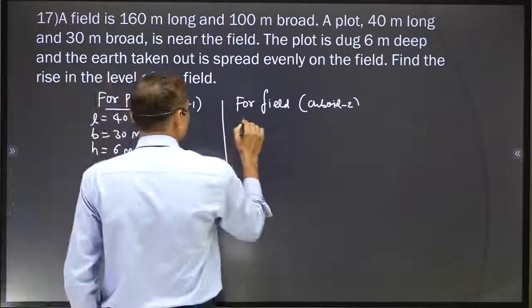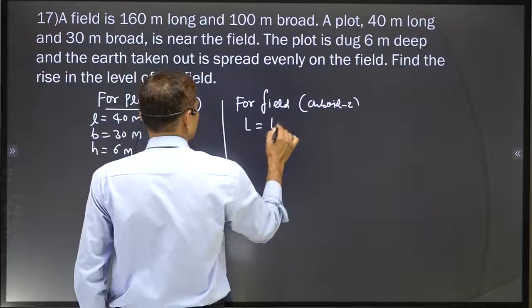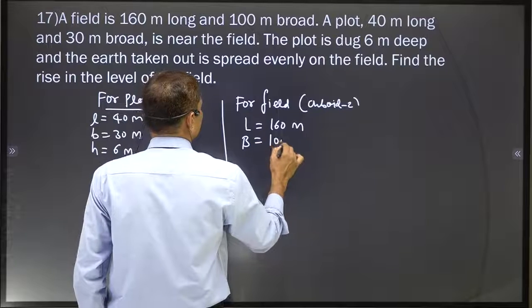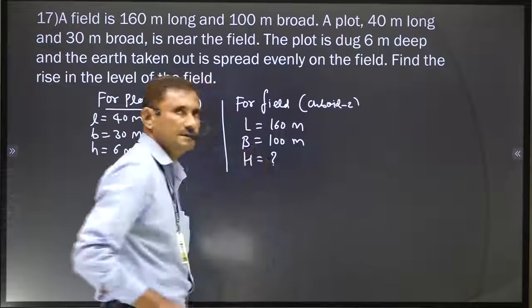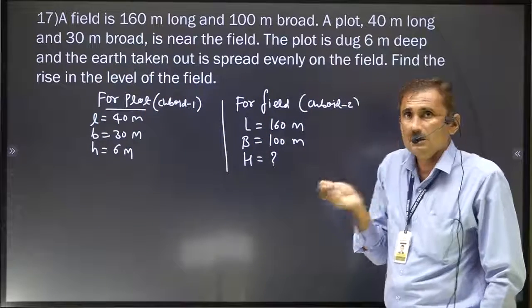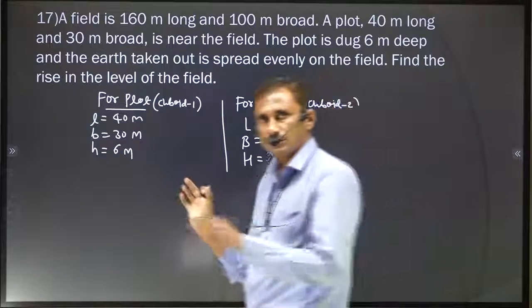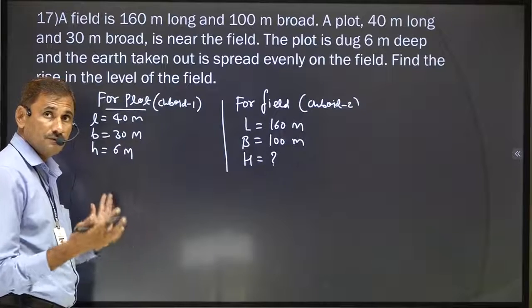So here I am using different symbols. L is 160 meter, B is 100 meter, and H is not given, but it is asked. Look at it: find the rise in the level of the field. So this is the field. Rise in level means height. Okay, so now you compare the volume of both. Volume of both.